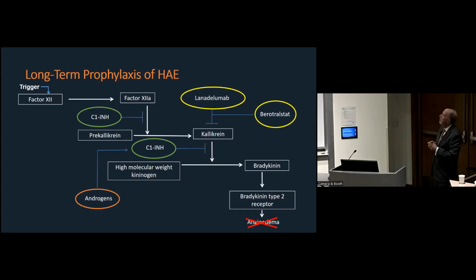So what do we got for long-term prophylaxis? A little different looking slide, but we have C1 inhibitor. You can pump up C1 inhibitor by giving androgens like we did back in the early days. That's no longer a recommended therapy, but it works. We can use plasma-derived or recombinant C1 inhibitor on a regular basis to keep the level up and prevent attacks. We have a monoclonal antibody, lanadelumab, that blocks plasma kallikrein. And then more recently, we have an oral plasma kallikrein inhibitor, Orladeyo, that also does that with a once daily pill.